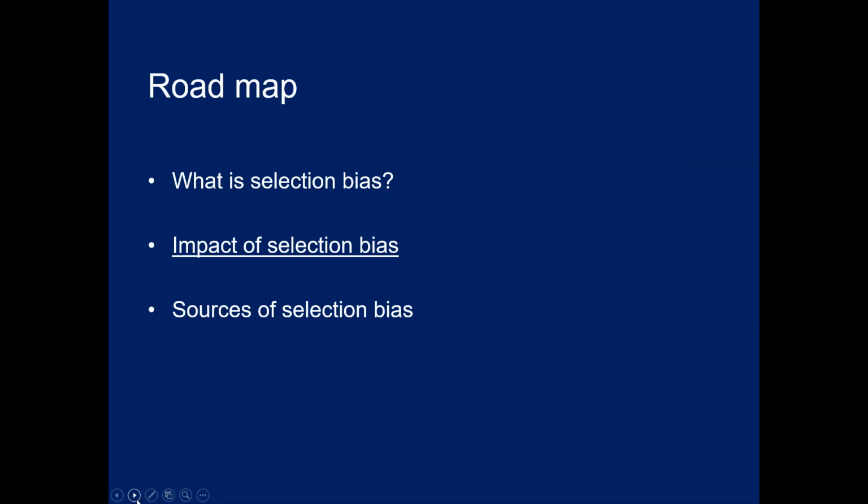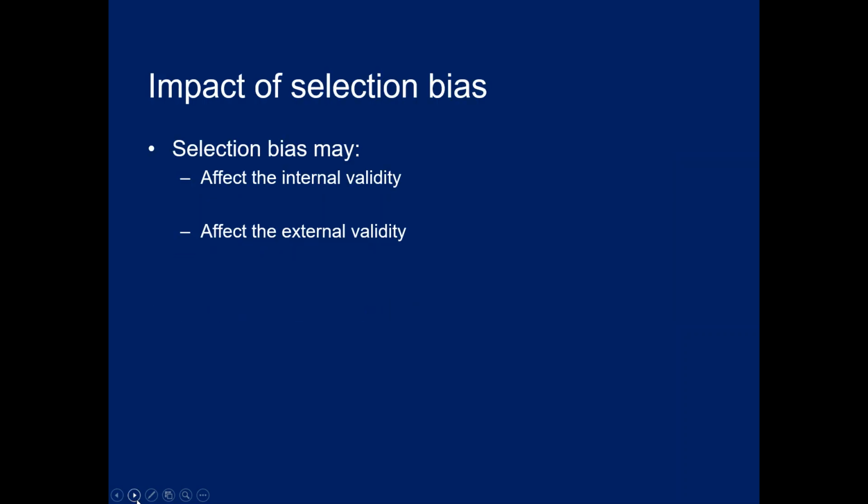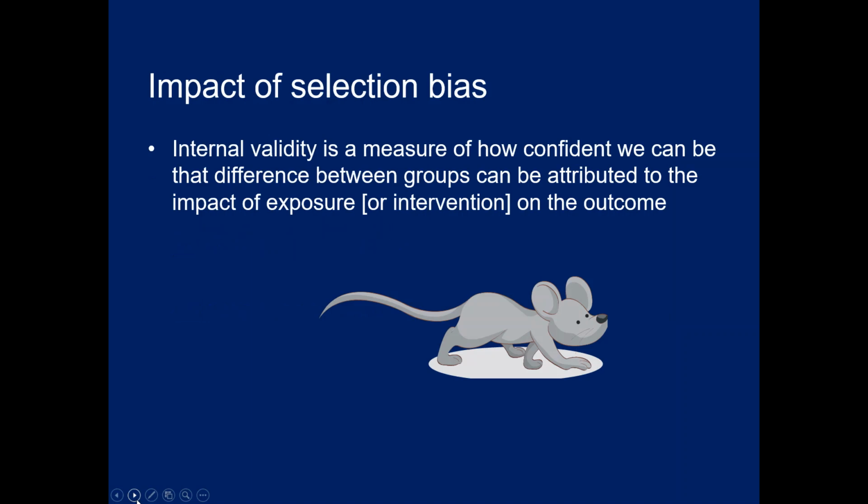We infer it. So what is the impact of selection bias? And I want to give you two concepts, and the first is internal validity and the second is external validity. So let's start with internal validity. And it's a measure of how confident can we be that the difference between the groups can be attributed to the impact of the exposure or the intervention on the outcome.